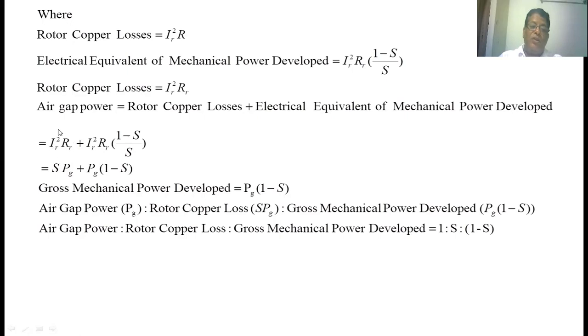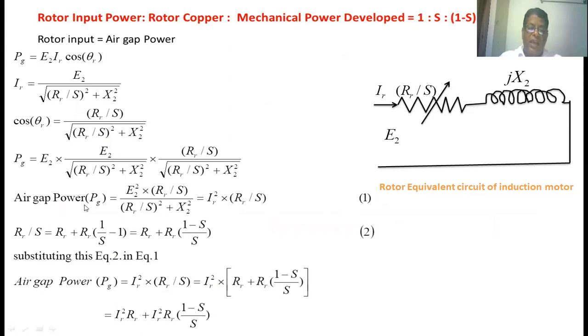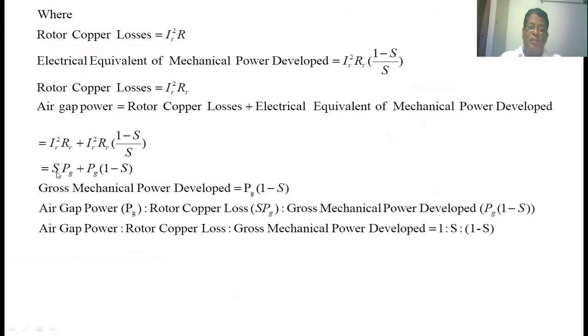Now we are representing this rotor copper loss in terms of the air gap power. From equation 1, the air gap power equal to rotor copper loss divided by the slip. So the rotor copper loss equal to S into air gap power. So in place of rotor copper loss, we have taken slip into air gap power, plus again in place of rotor copper loss, we substitute slip into air gap power. That slip and the denominator slip get cancelled. We have air gap power into (1 minus S). So this quantity is nothing but the gross mechanical power developed.